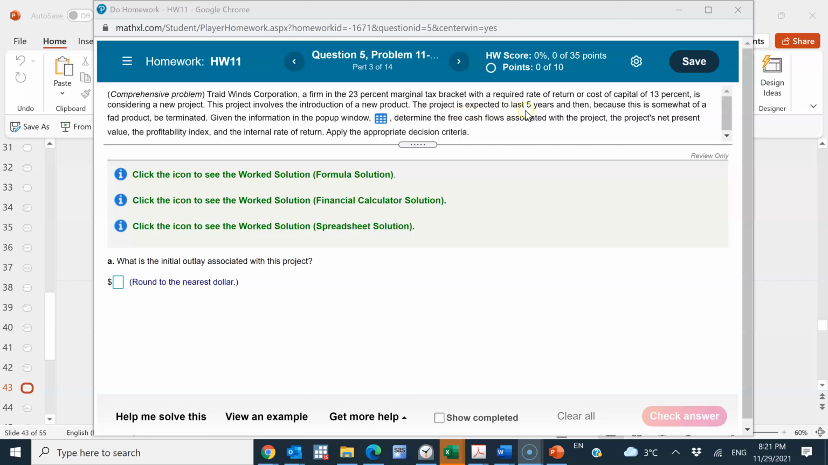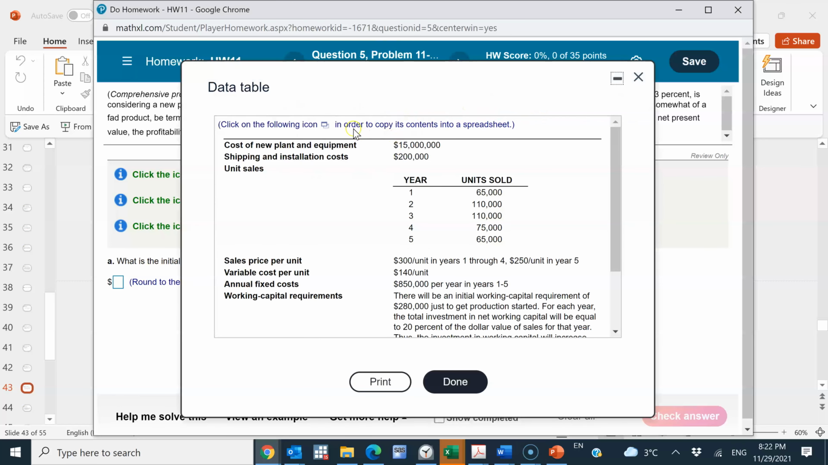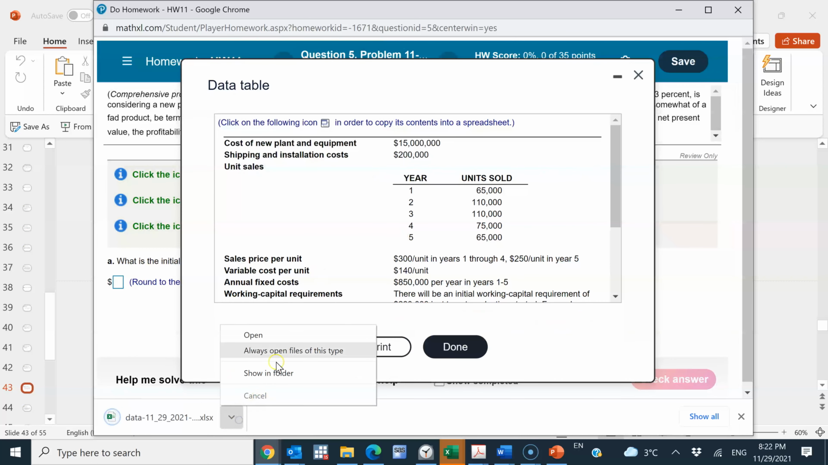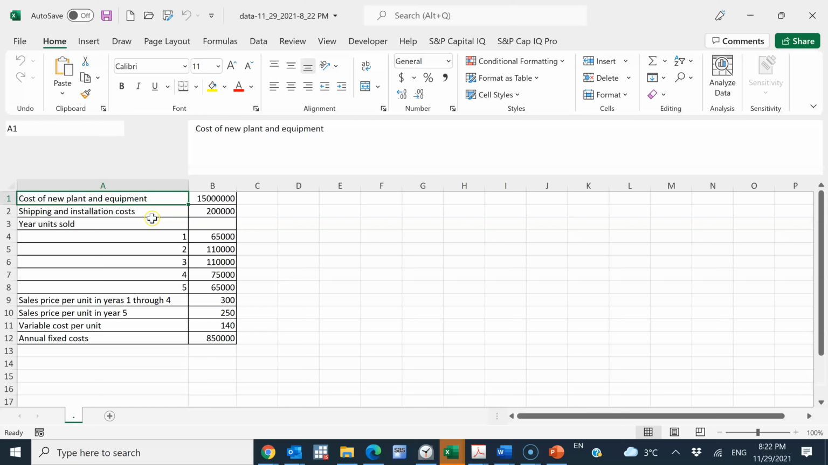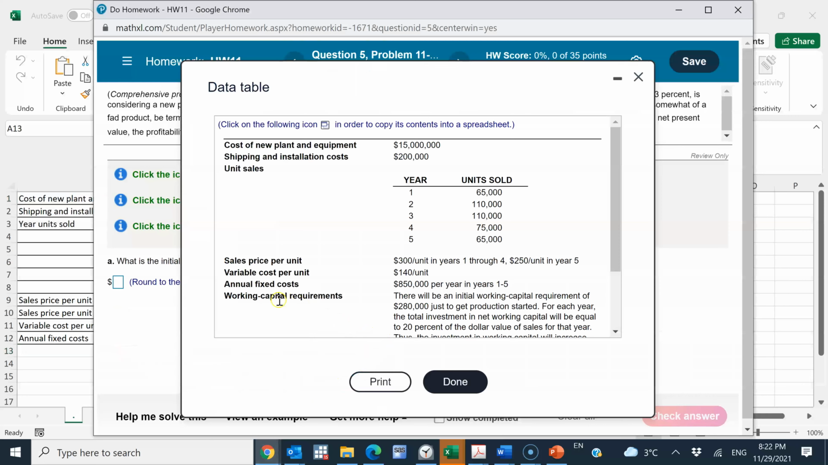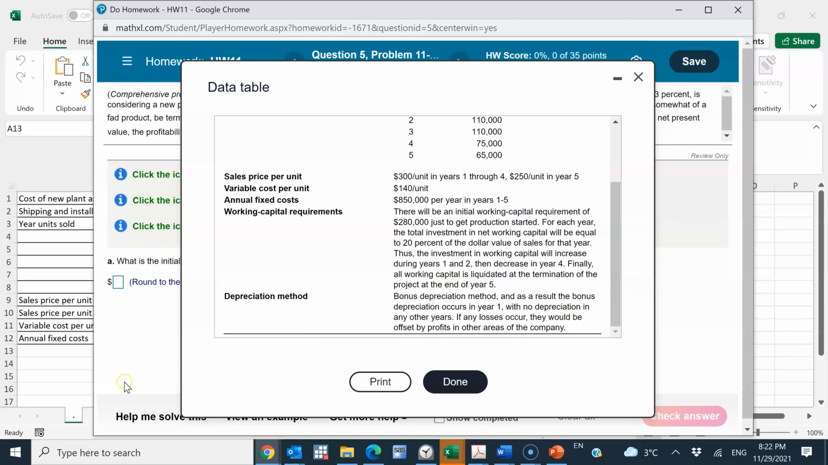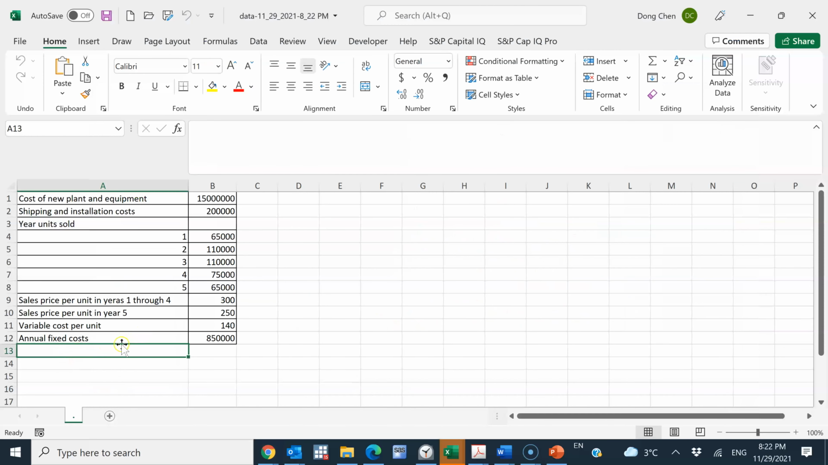The project will last for 5 years, and then we can actually open this in Excel. But then we need to be a little bit more careful, because if you check the Excel file, you'll notice that it has most of the information, but not all. For example, if you go back to this window, you'll see that it also has the information about working capital requirements and also the depreciation method, which is not listed in this Excel sheet. So let me just put that information here.